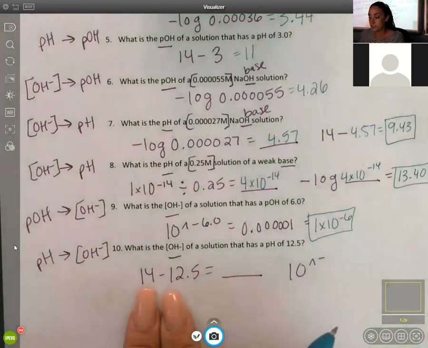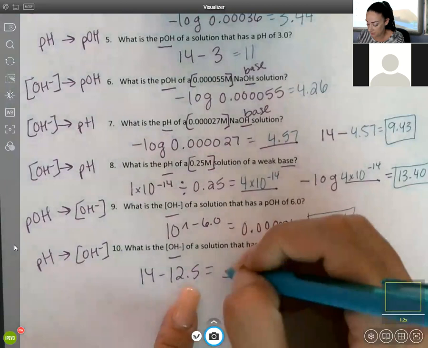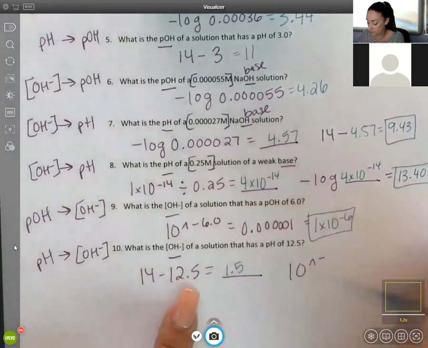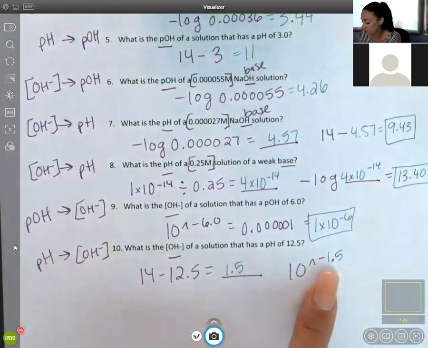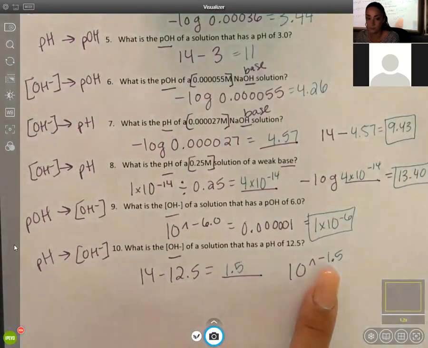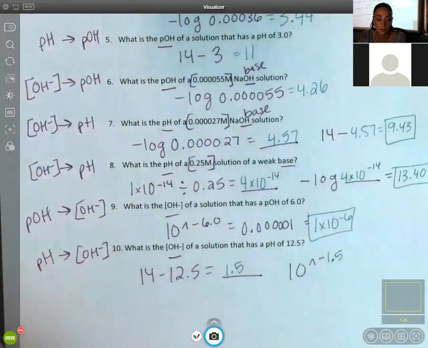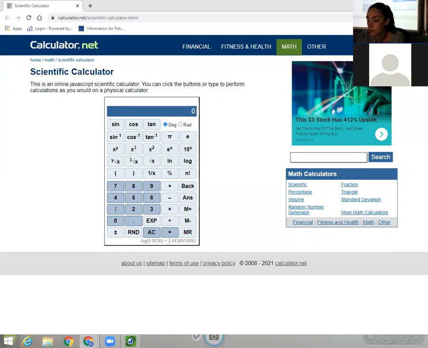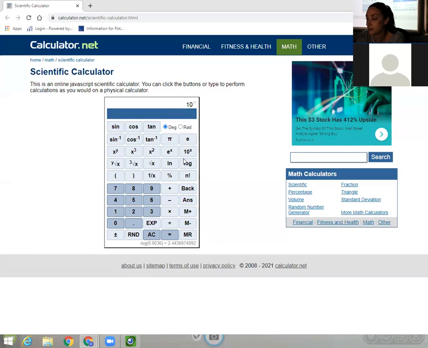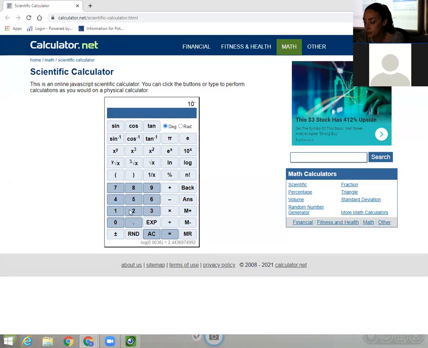On the last one, we're subtracting from 14 minus 12.5, so we get 1.5. And then we're going to do 10 raised to the negative 1.5. Okay. So on our calculator, 10, let me clear it out. We have a button for that. 10 raised to the negative 1.5. Okay, and that gives us 0.03.